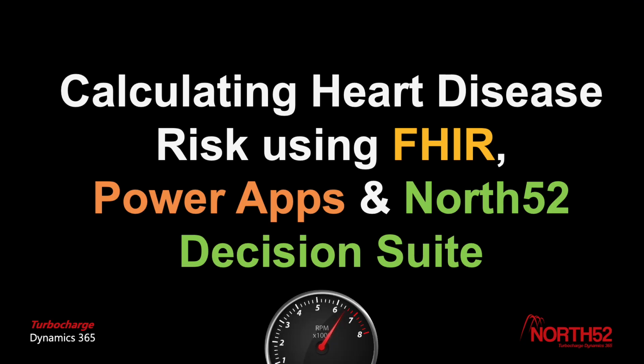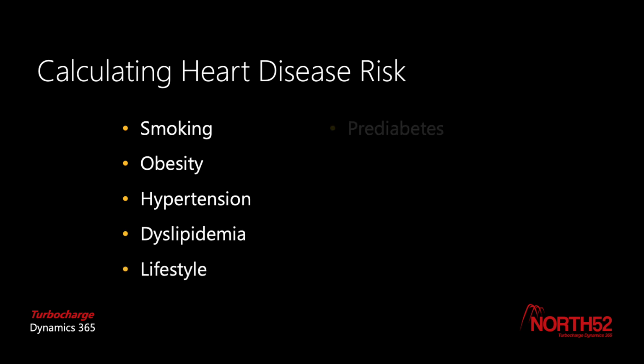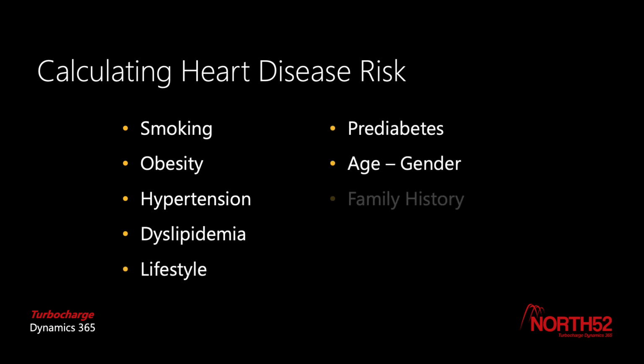In this video, we're going to show calculating heart disease risk using FHIR, Power Apps, and the North52 Decision Suite. There are several factors that need to be assessed when calculating heart disease risk, including smoking, obesity, hypertension, dyslipidemia, lifestyle, prediabetes, age and gender, family history, and high HDL, a mitigation factor.